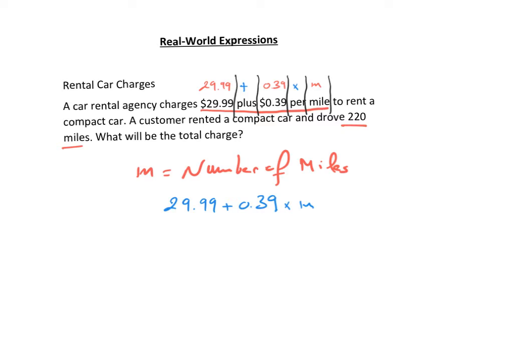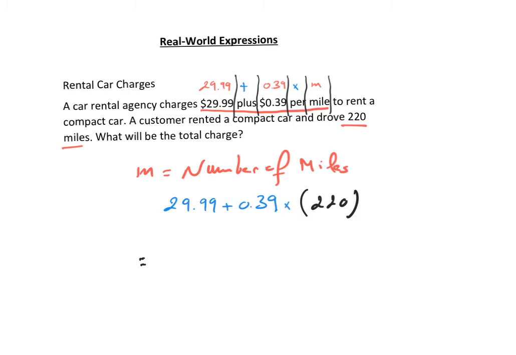So in this case, we're going to substitute M by 220, right? So instead of M, it's going to be 220. And how much will it cost if this customer drove 220 miles? So it's going to be like 29.